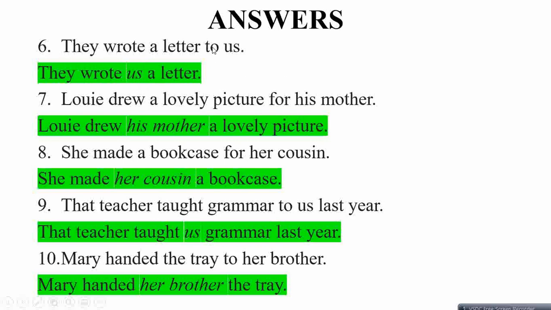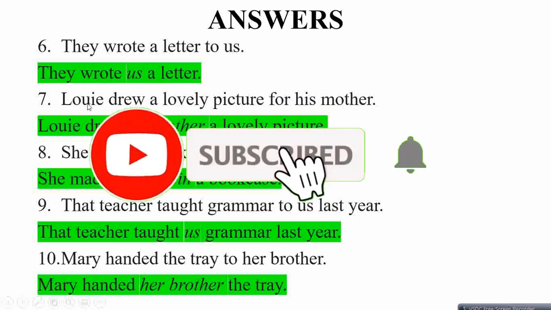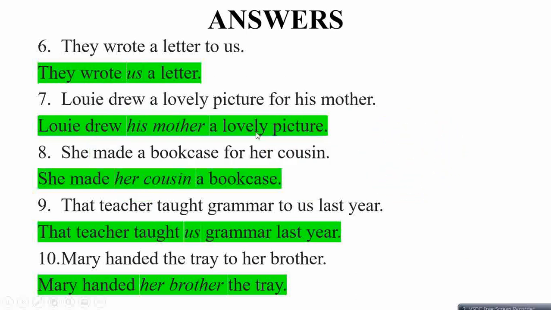Question 7, Louie drew a lovely picture for his mother. Louie drew his mother a lovely picture. So you just omit the preposition and have adjusted the placement of an indirect object, the mother.